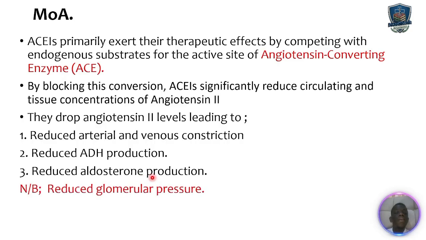One thing you have to remember is that this also leads to a reduced glomerular pressure. Remember, angiotensin 2 increases the glomerular pressure by promoting constriction of the efferent arteriole more than the afferent arteriole. So when you decrease the level of angiotensin 2, you are going to reduce glomerular pressure. So let's continue.